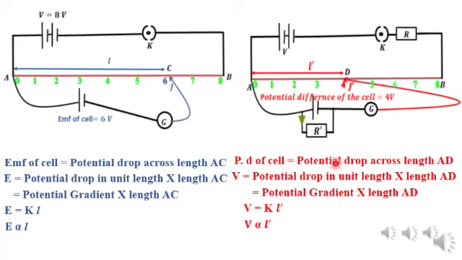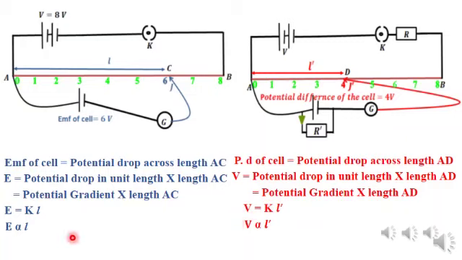Now to represent the potential difference of the cell, we can use V. And the potential drop across length AD is the potential drop in unit length times length AD. So V equals the potential drop in unit length times length AD. But the potential drop in unit length is the potential gradient K and length AD is L dash. So V equals K times L dash. Since K is a proportionality constant, V is proportional to L dash.